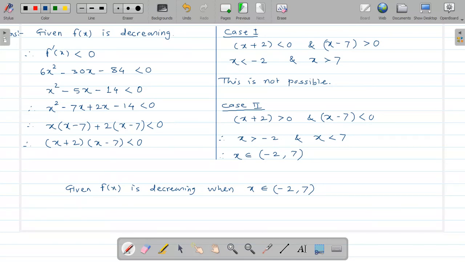So in case of an increasing function or a decreasing function, you have to consider the condition that is given: for an increasing function f dash x must be greater than 0, and for a decreasing function you have to consider f dash x less than 0. Take the derivative, see the factors and then decide on which interval the function is either increasing or decreasing as per the given. Okay, so try to solve this exercise.